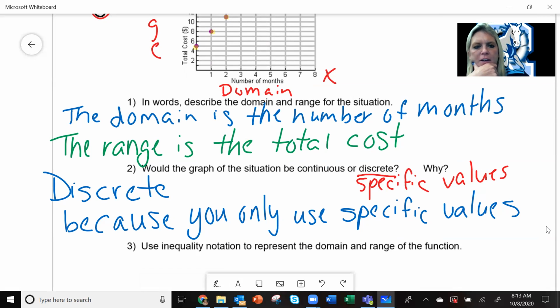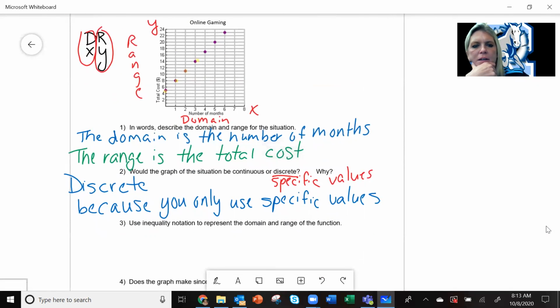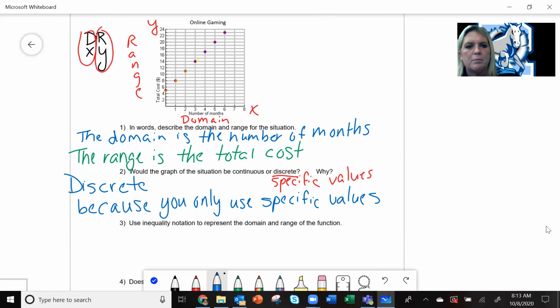Now, let's see if I can zoom out a little bit. It asks me to use inequality notation to represent the domain and range. Well, in this case, I don't know why it said inequality notation. We can't use inequality notation because this is discrete. Oh, I just drew a line through all my words.